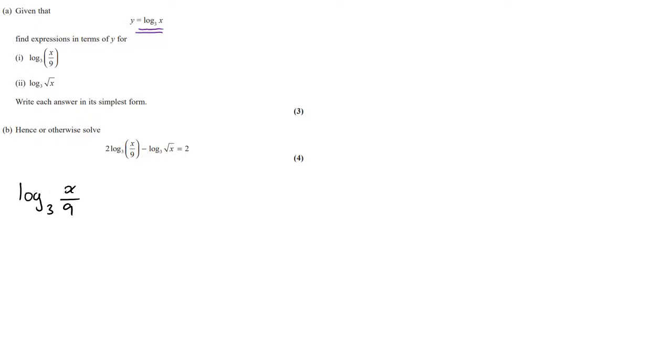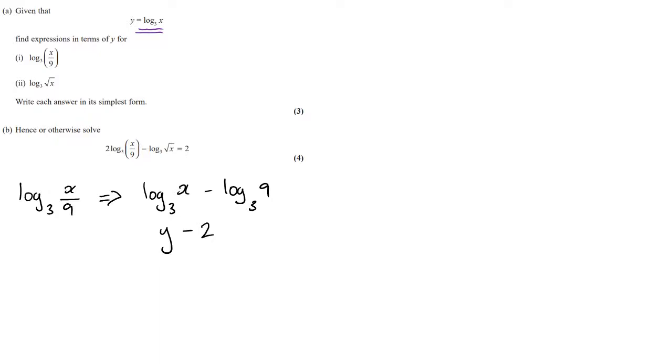Using the reverse of the multiplication rule, the division rule, this can also be written as log 3 of x minus log 3 of 9. So log 3 of x is y, minus log 3 of 9. What would be the answer? 3 to the power of what is equal to 9? Well, that's 3 squared. So log 3 of 9 is equal to 2. So we have y minus 2.